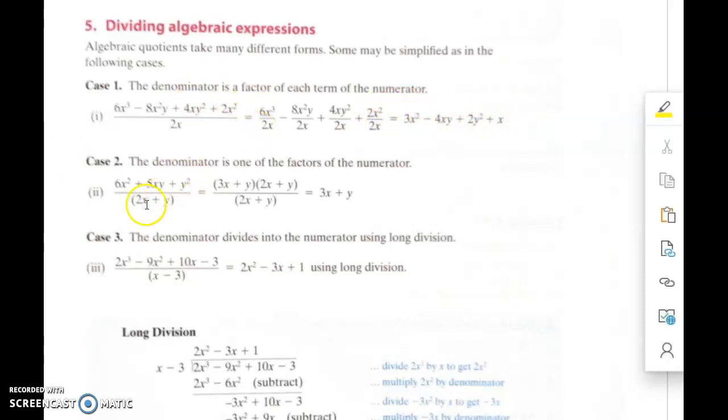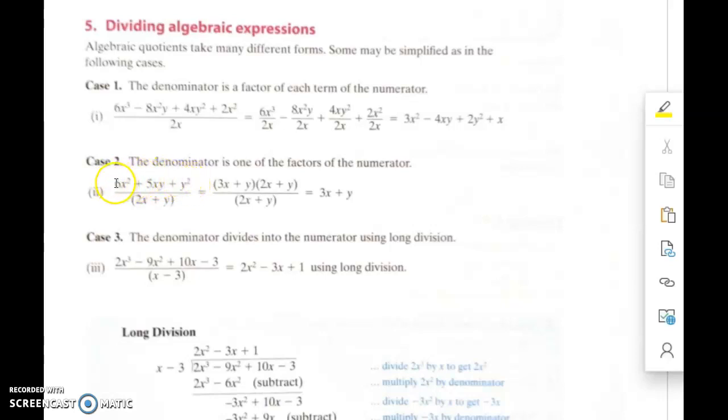Okay. Now this time we have a trinomial on top and a linear expression on the bottom. So what do we do? We factorize this first. So our 6x squared minus 5xy plus y squared can be factorized.